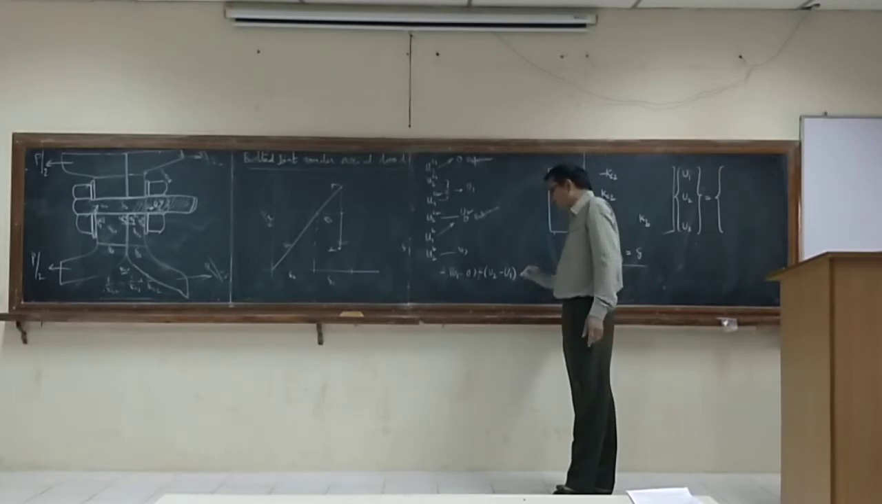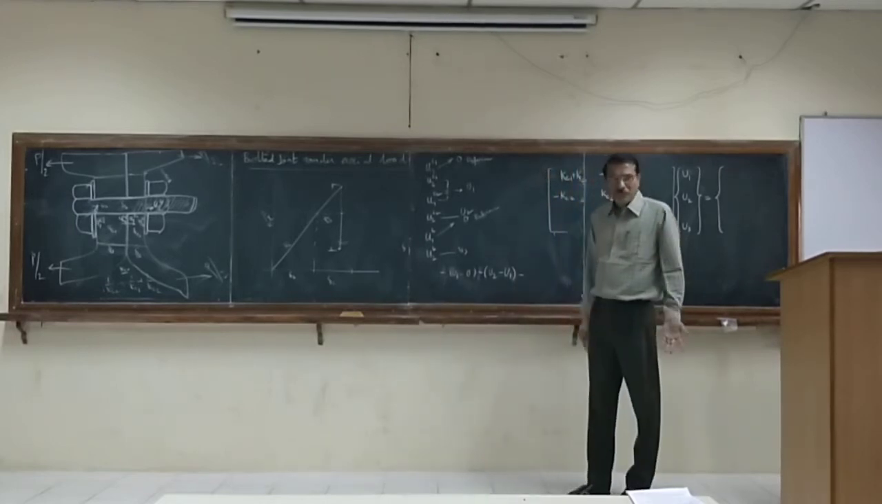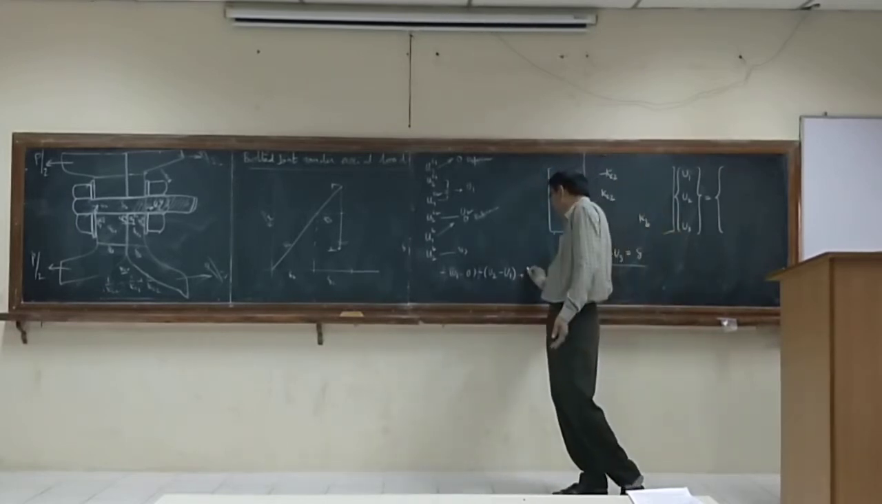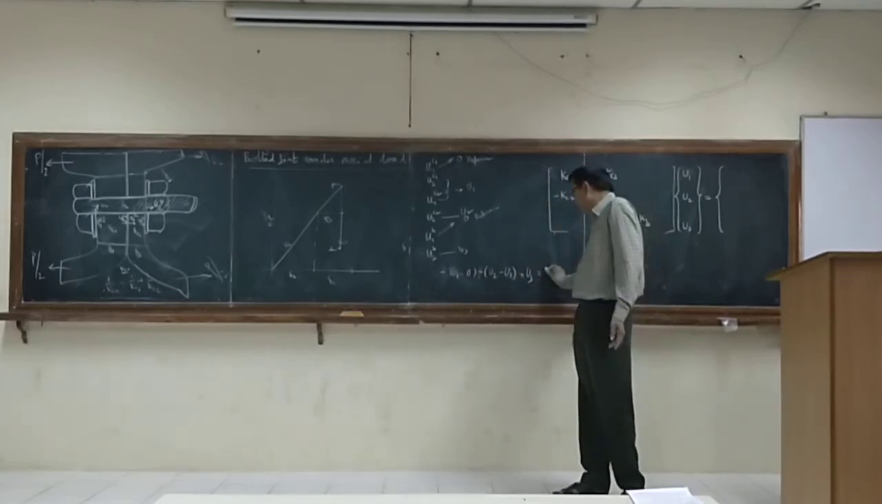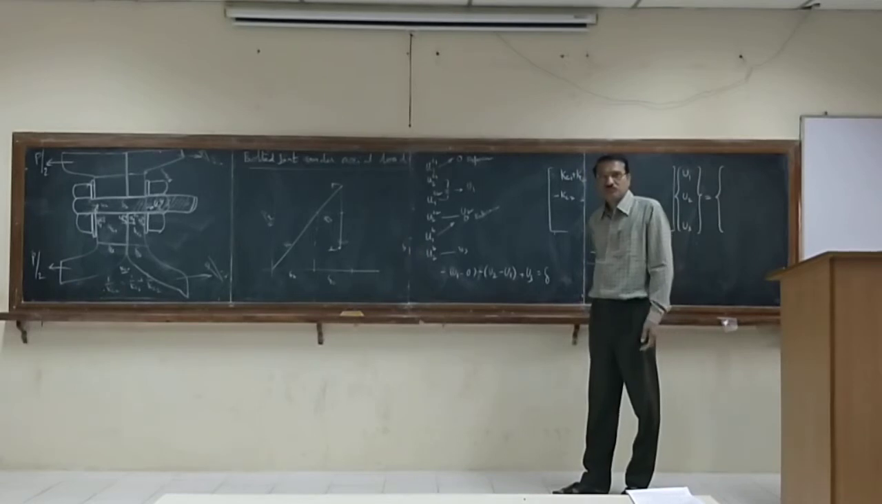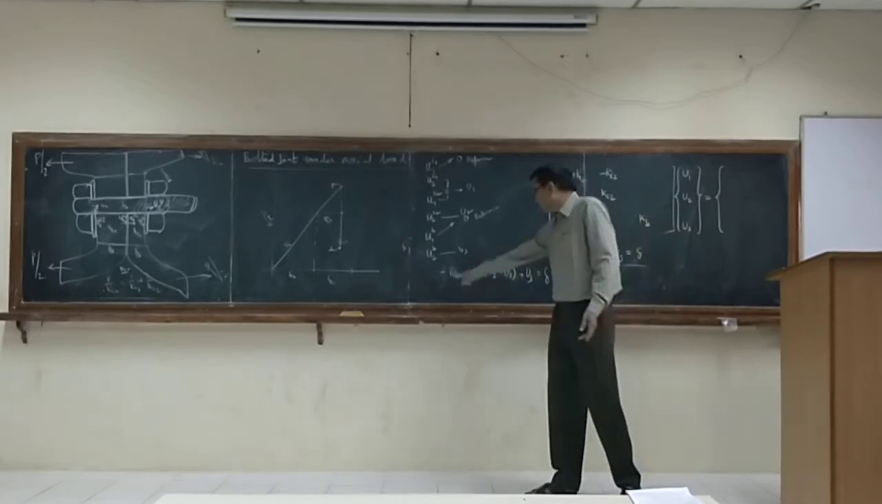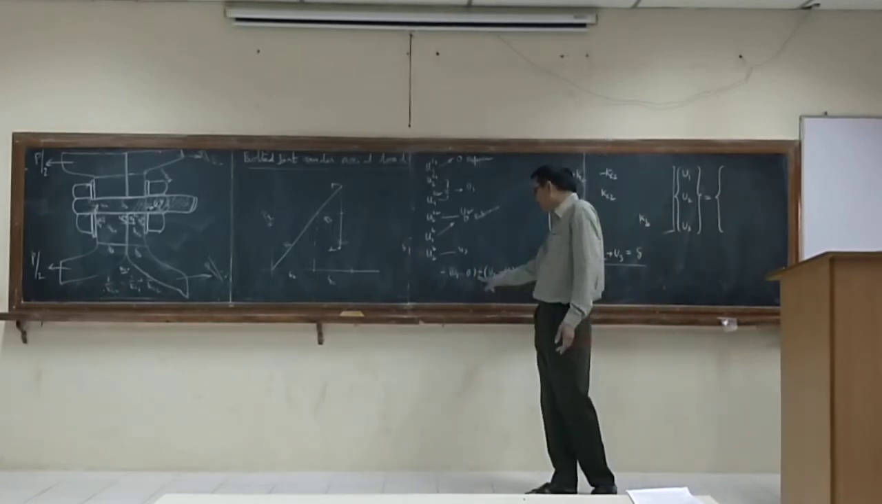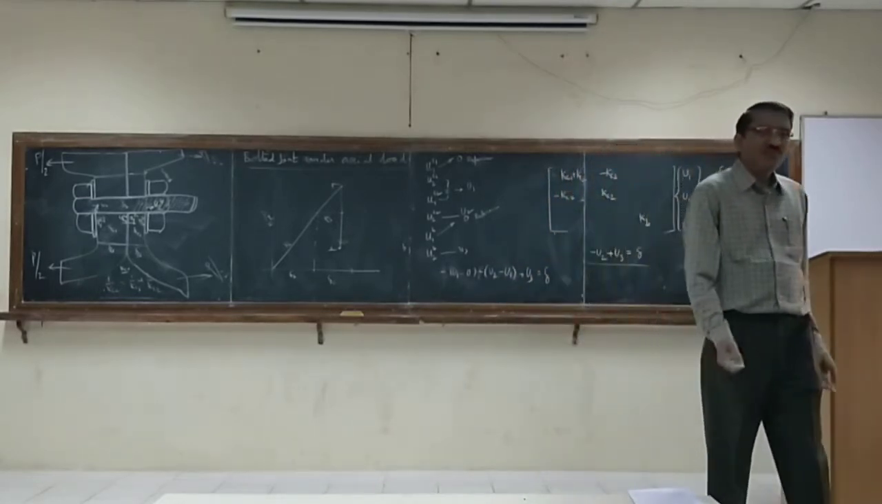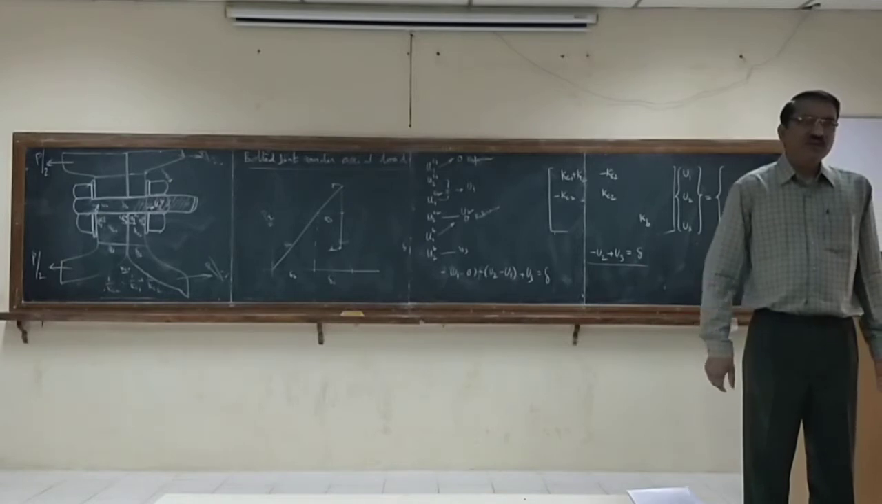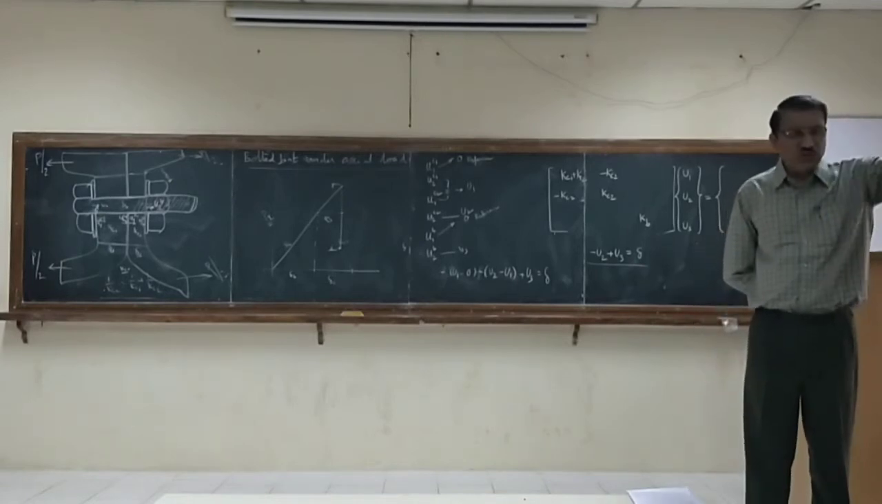Then what else we have? Plus tension in the bolt, that is equal to delta. So this u1 and this u1 will be cancelled. So minus u2 plus u3 is equal to delta is the constraint equation. Otherwise u2 is going to be a negative value if you take an absolute minus of u2.